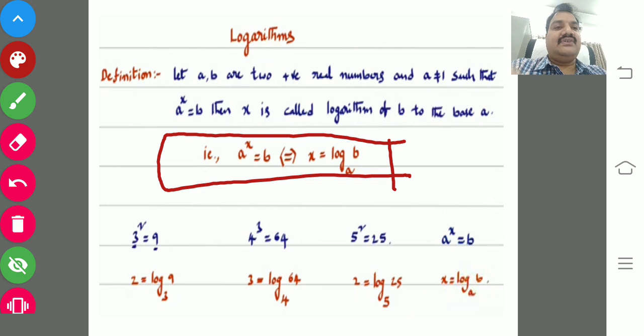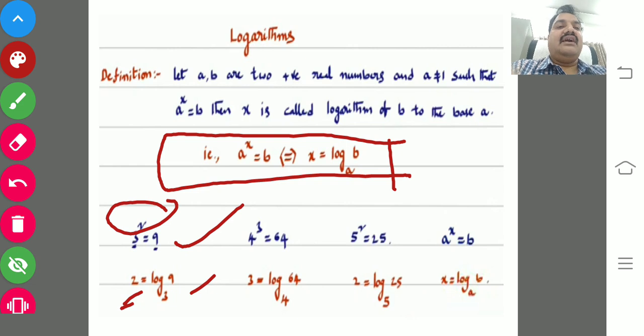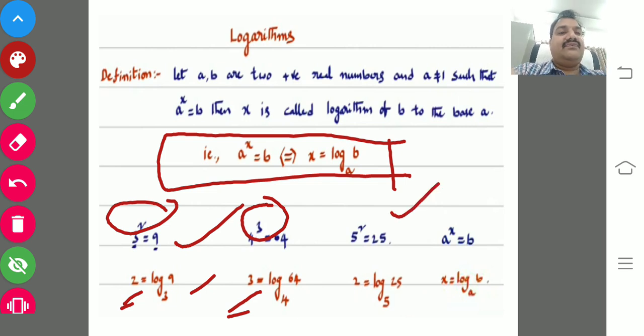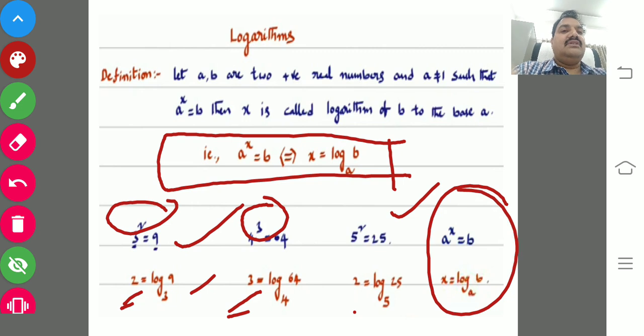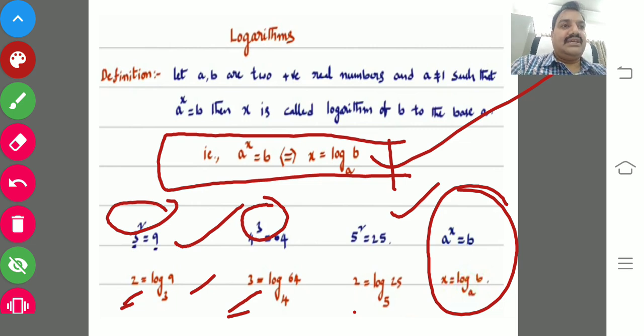Using that, I have given some examples. Suppose 3 square equal to 9. Now the power has acted as the answer in logarithm notation, so log 9 base 3. And here the power 3 is the answer, log 64 base 4. Here is the question, 5 square equal to 25. Here 2 is the power, and the power is the answer, log 25 base 5. So here also, from the 4 examples, x equal to log b base a. Now you could easily understand the definition.